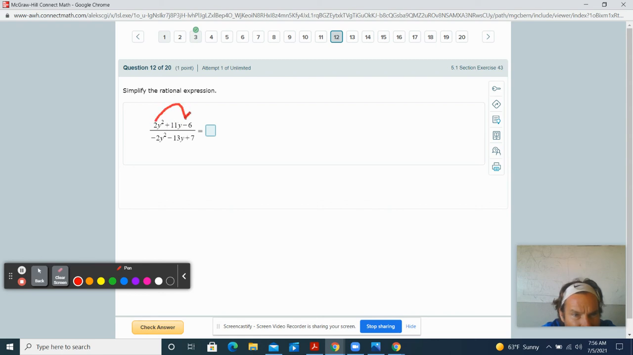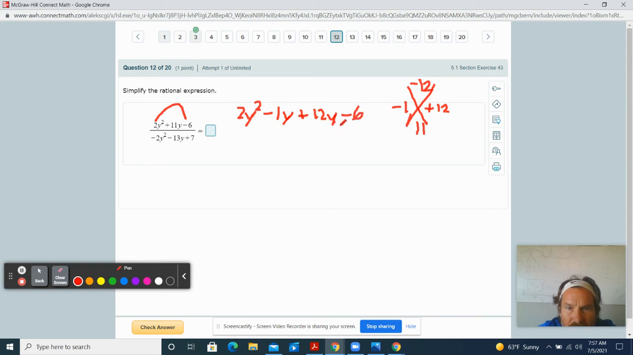So remember, I multiply these two together, and I get negative 12. I'm going to factor this by grouping here. It multiplies to get negative 12, adds to get 11. That's negative 1 and positive 12. They multiply to get negative 12 and add to get positive 11. So I write 2y squared minus 1y plus 12y minus 6. Okay, so this is the top.